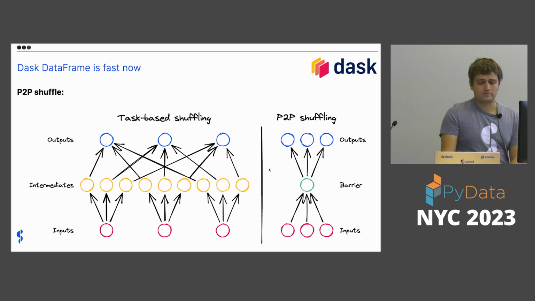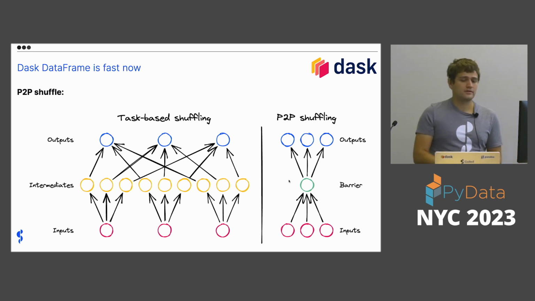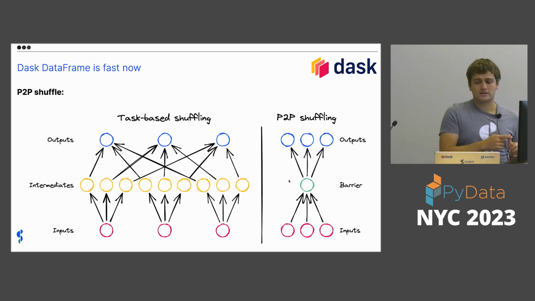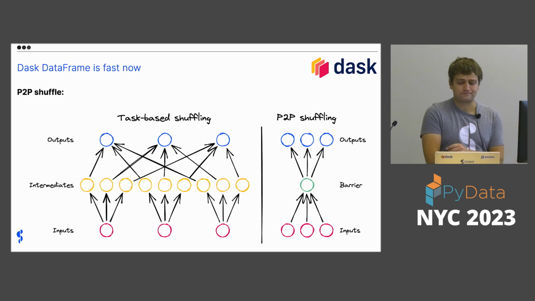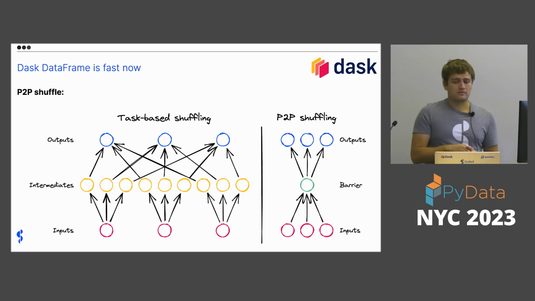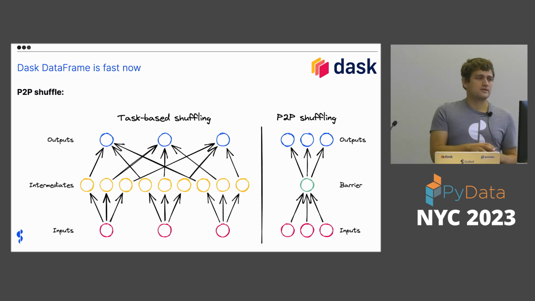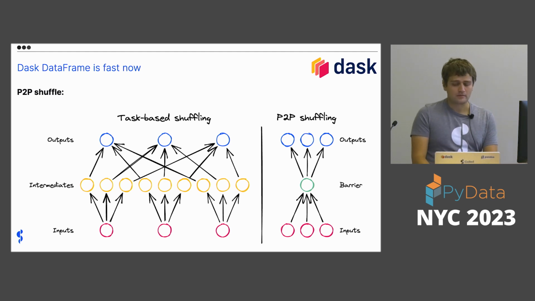The new shuffling algorithm gets more or less completely rid of this intermediate layer. There's only one task. Doesn't matter how big your data frame is, how many partitions you have. All this complexity is now hidden away in a different system that doesn't strain the scheduler. And it's also a lot faster in general. But we are also not pinging the scheduler anymore.